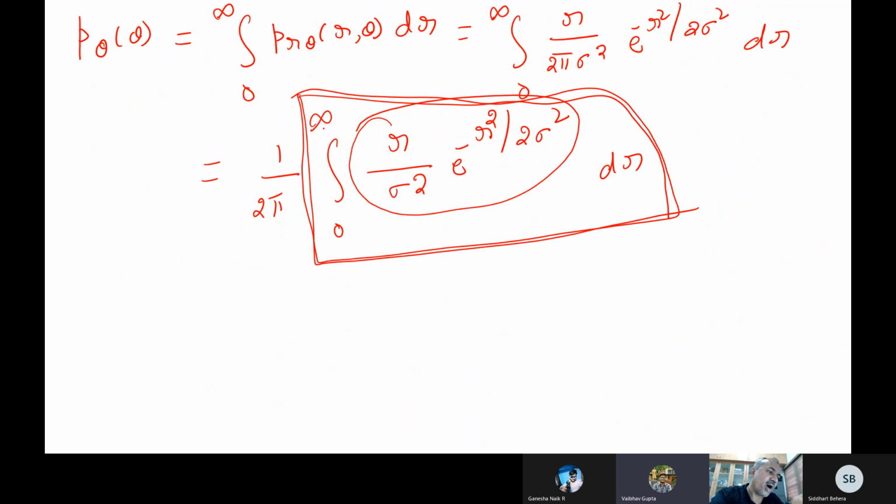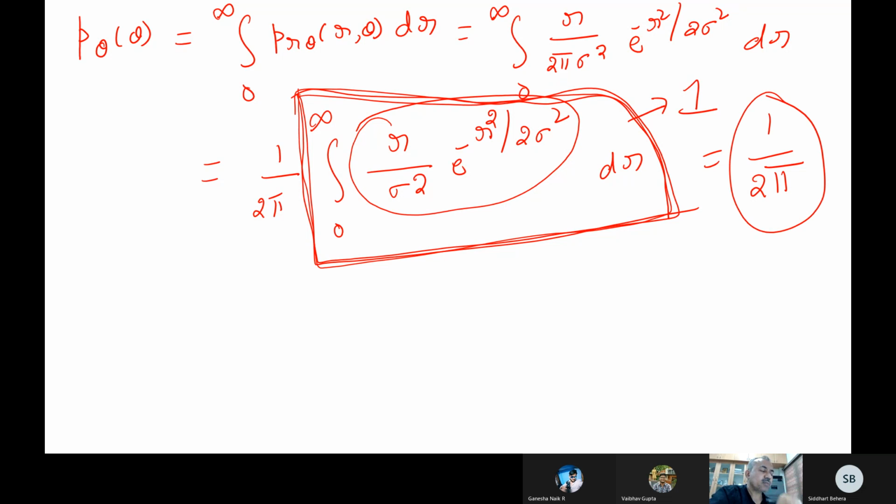Now P_R of R, if I integrate from 0 to infinity, what will happen? 1. Now why is it 1? Area under the domain should be 1. Area under the probability density function is 1, so no need to substitute anything. If you want to substitute also, you will get the same thing only. So anyway, because area under the probability density function is 1, this becomes simply 1, and 1 by 2 pi actually. Followed?